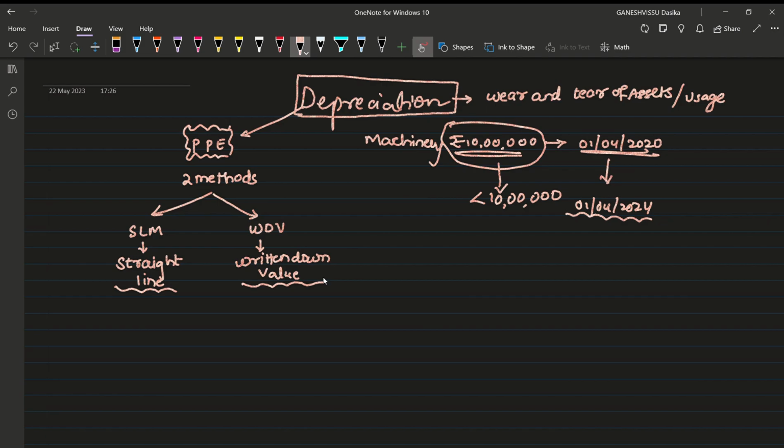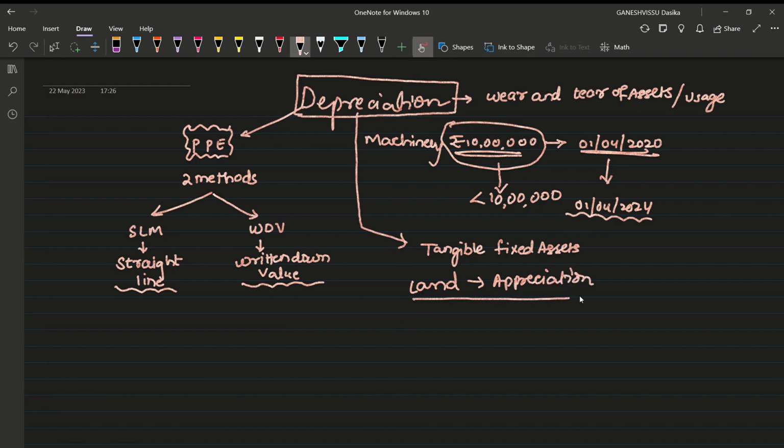On which assets are we going to charge the depreciation? Those are tangible fixed assets. But of course, for land we are not going to use depreciation. For land the value will be increasing day by day, for which we use appreciation. That is not this topic actually. For tangible fixed assets the value will be decreasing, and the value which is decreasing is known as depreciation here.